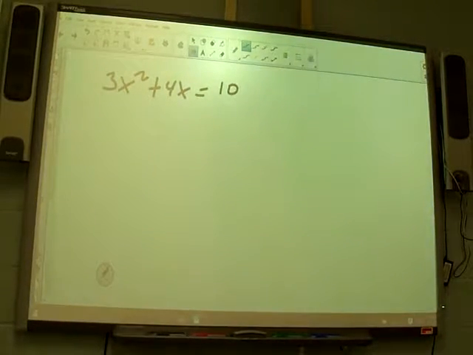And you can YouTube Quadratic Formula song and find all different versions. Pop Goes the Weasel just always sticks in my head.